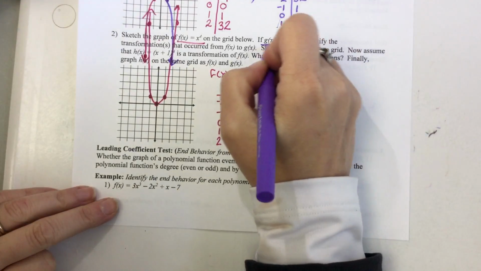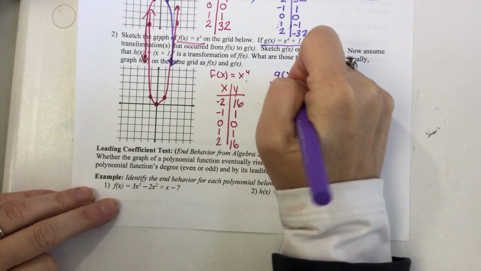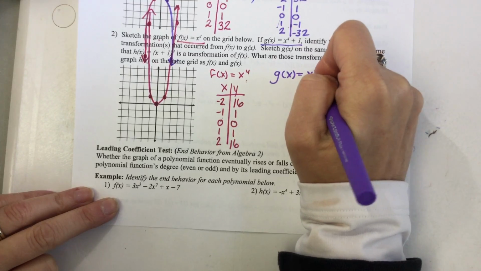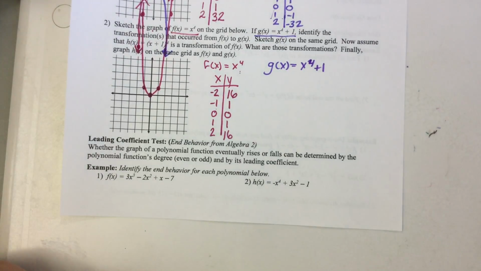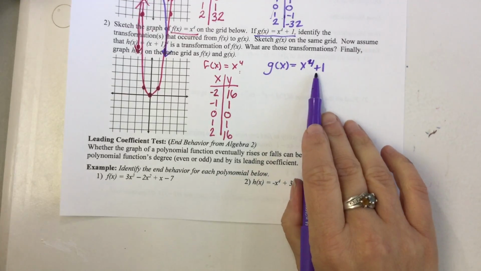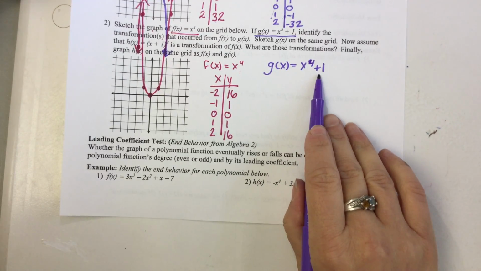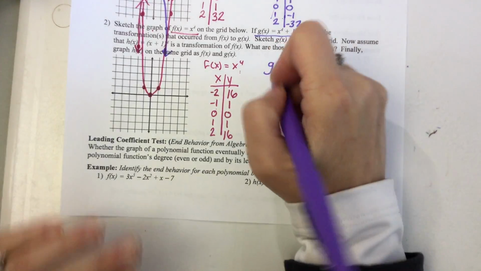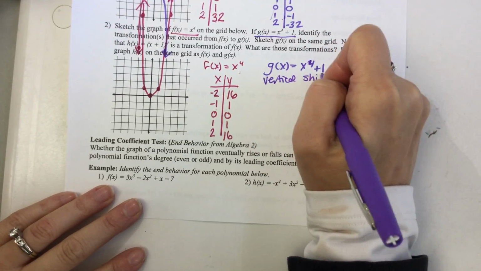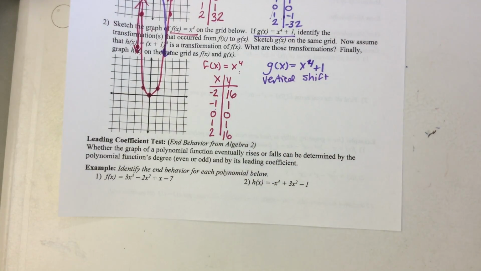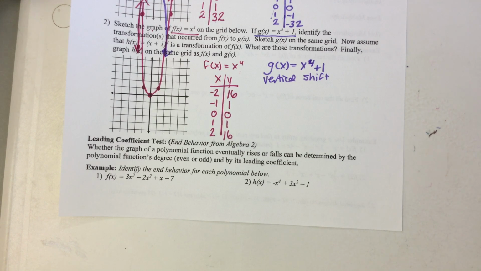Okay, now here is g of x. So let's go ahead and look at g of x. It's x to the power of 4 plus 1. You have to identify the transformation that occurred. Anytime you are adding or subtracting, it is a slide. If it is not in parentheses, it's vertical. So this is a vertical. You can call it a shift. You can call it a slide. You can call it a translation.